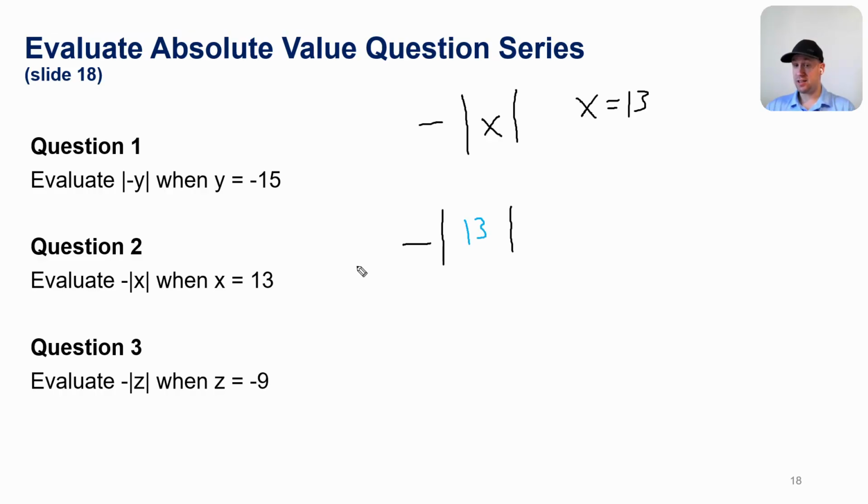Now my first step after this is to take the absolute value of 13. I'm solving what's inside the brackets first. So the absolute value of positive 13 is 13. But since the negative symbol was not inside the absolute value brackets, it was on the outside, I did nothing to that negative symbol when I took the absolute value of positive 13. So that negative symbol is still there. Now I need to drop that directly into my answer here. So my answer would then become a negative 13.